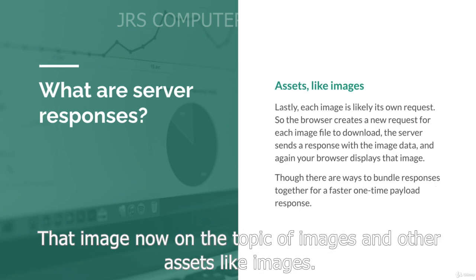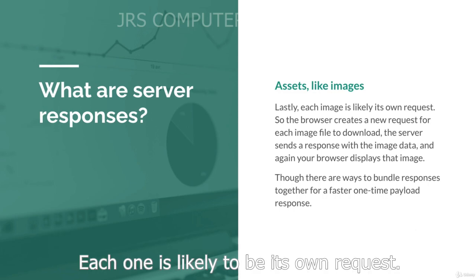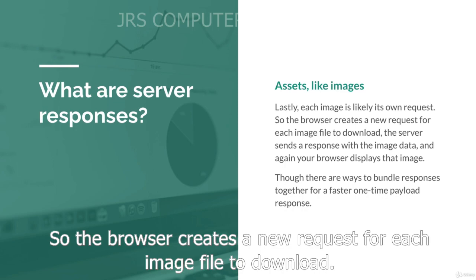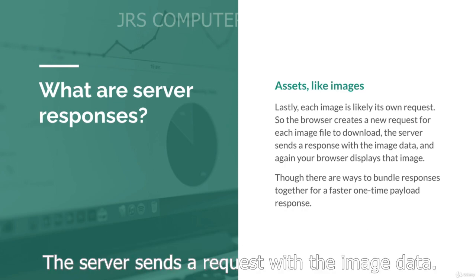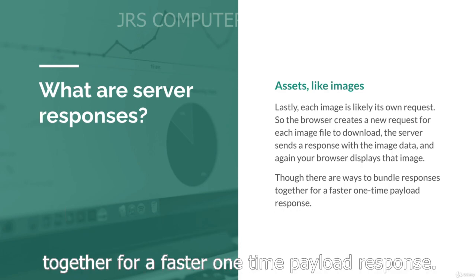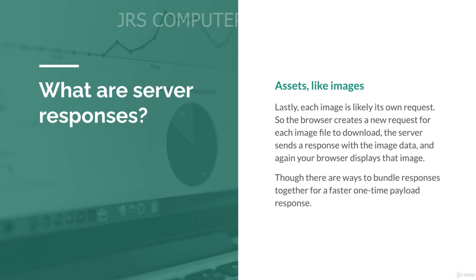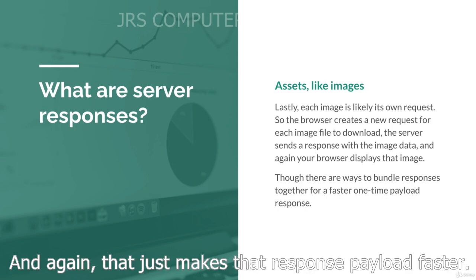Now, on the topic of images and other assets like images, each one is likely to be its own request. So the browser creates a new request for each image file to download. The server sends a response with the image data, and again, your browser then displays that image. Though technically there are ways to bundle responses together for a faster one-time payload response. This way you can just ask the server once, and it will send all the images at the same time, so it doesn't have to go one by one. And again, that just makes that response payload faster.